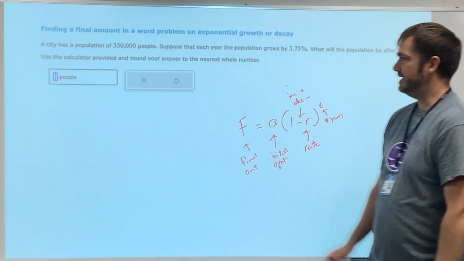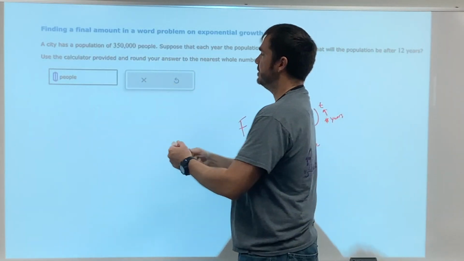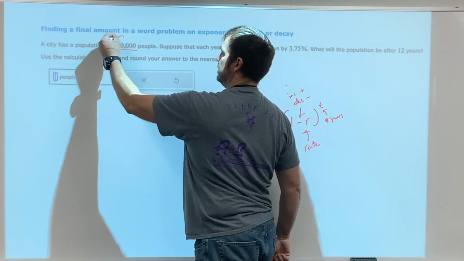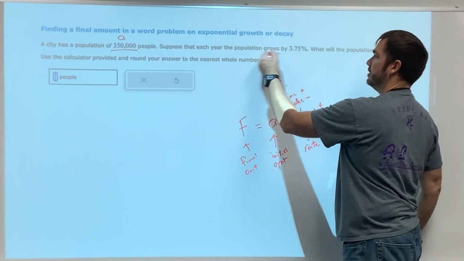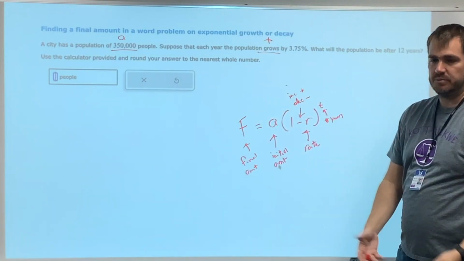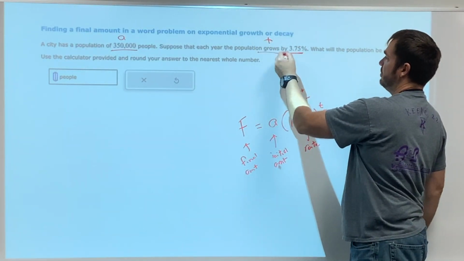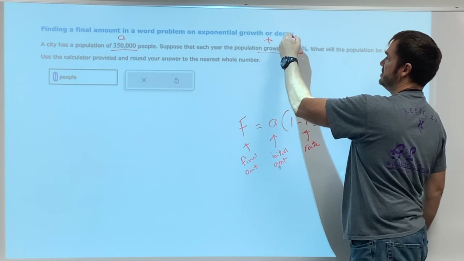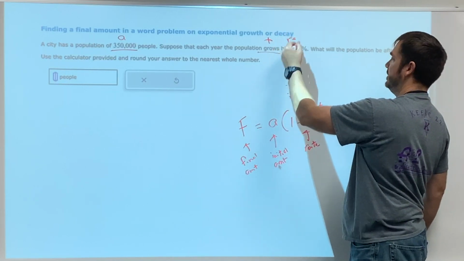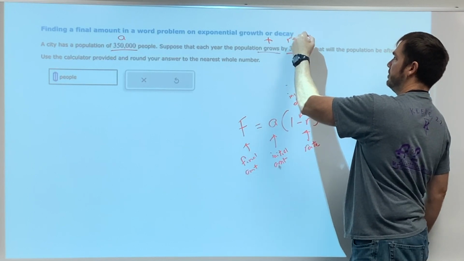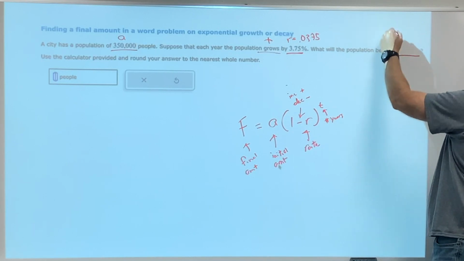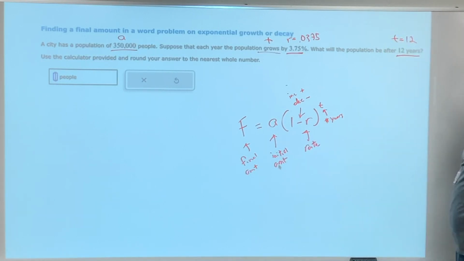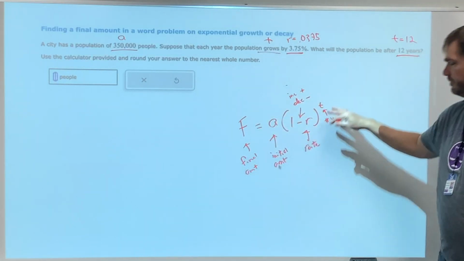Next problem. A city has a population of 350,000 people. That's going to be our initial amount. Suppose that each year the population grows, so that's going to indicate a plus, by 3.75%. So R is equal to, turn it into a percent by dividing by 100, 0.0375. What will the population be after 12 years? So T is equal to 12. Literally the same thing as our formula right here.